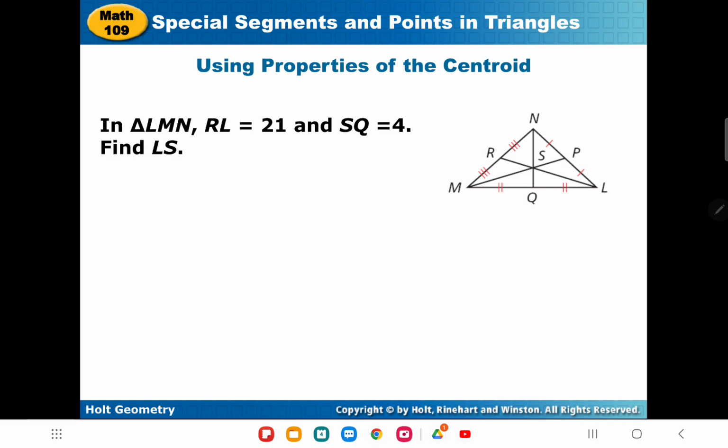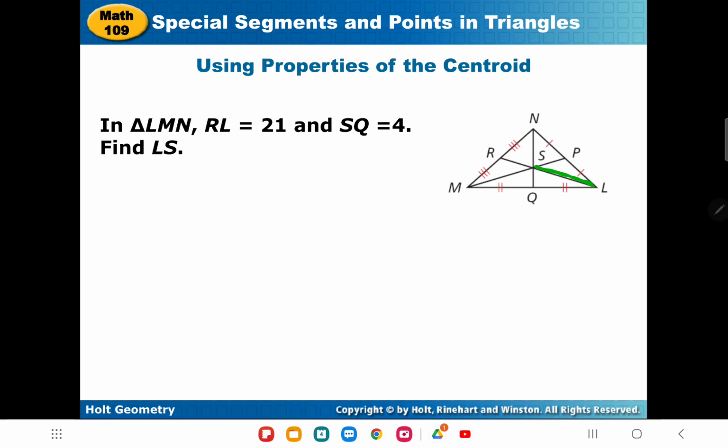Moving on to the centroid, here we see we have a centroid because our segments are connecting vertices to midpoints of opposite sides, so we know that point S is the centroid. Well, it tells us RL is 21 and SQ is 4. We need to find the length of LS. So here's LS. Now RL is 21, SQ is 4.